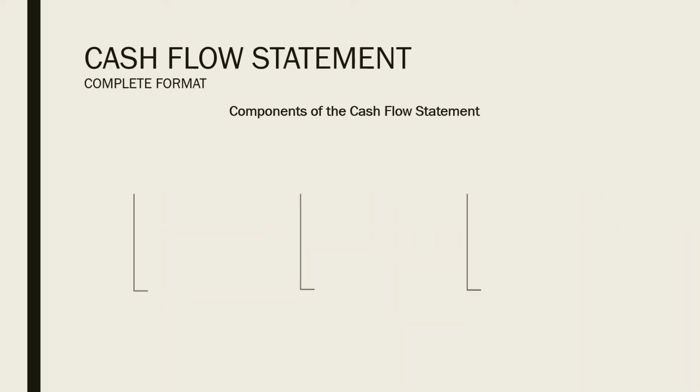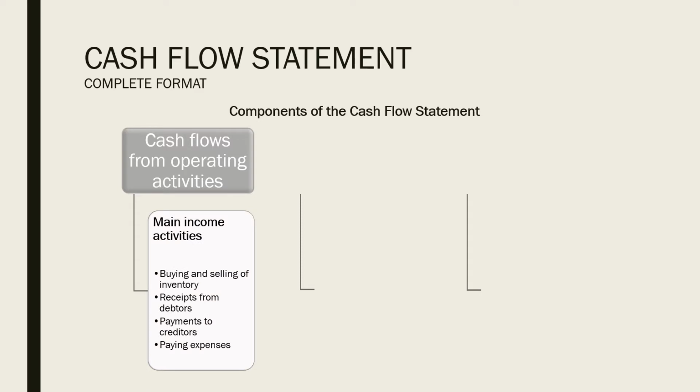If we look at the different components of the cash flow statement, first of all, the cash flows from our operating activities. This will be the activities where we generate our income from. So the main income activities, things like the buying and selling of inventory, our sales basically, receipts from debtors, if we have sold on credit and they start paying us, our payments that we are making to creditors, if we've bought trading stock on credit and we pay for that, and then any expenses that we incur during the day-to-day running of our business.